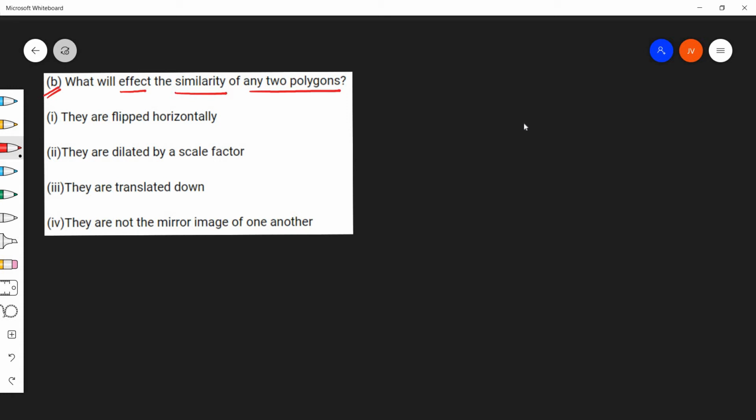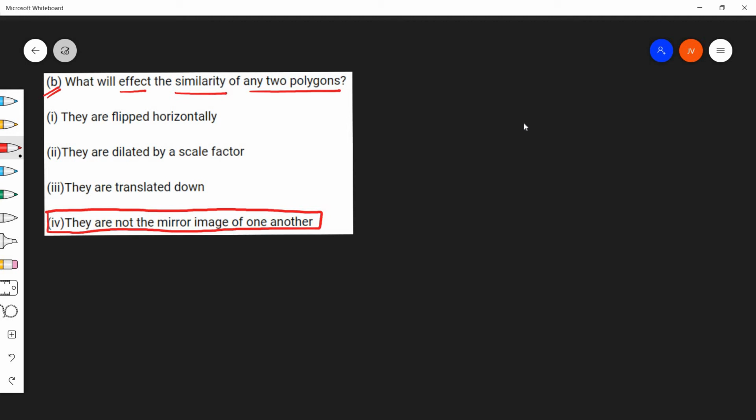Third bit is that they are translated down. If you translate the similar figure, up or down, similarity criteria will not change, because similarity depends upon the ratio of corresponding sides which grow based on scale factor. The last one, they are not a mirror image of one another. This is what will affect similarity of two polygons. The last bit is the answer. Similar triangles or similar polygons cannot be mirror images of one another.